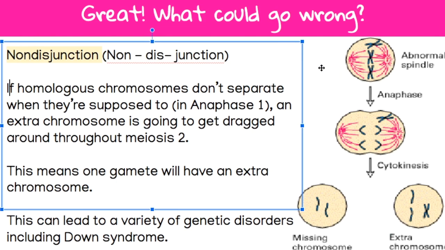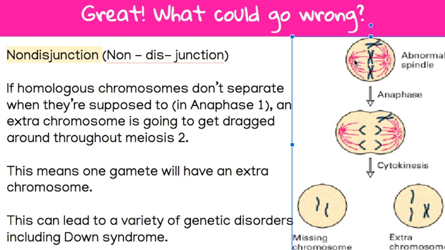So if you look at this diagram, let's say these spindle fibers don't attach to the centromere of that chromosome where they're supposed to. That means this whole chromosome is going to get dragged to this side. These 2 will still split as they're supposed to. And then you'll end up, this gamete's missing a chromosome, which also leads to genetic disorders. This gamete has an extra chromosome, which can lead to genetic disorders.